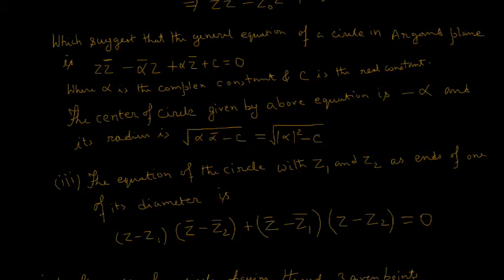Third point, the equation of a circle with z1 and z2 as ends of one of the diameters is (z − z1)(z̄ − z̄2) + (z̄ − z̄1)(z − z2) = 0.